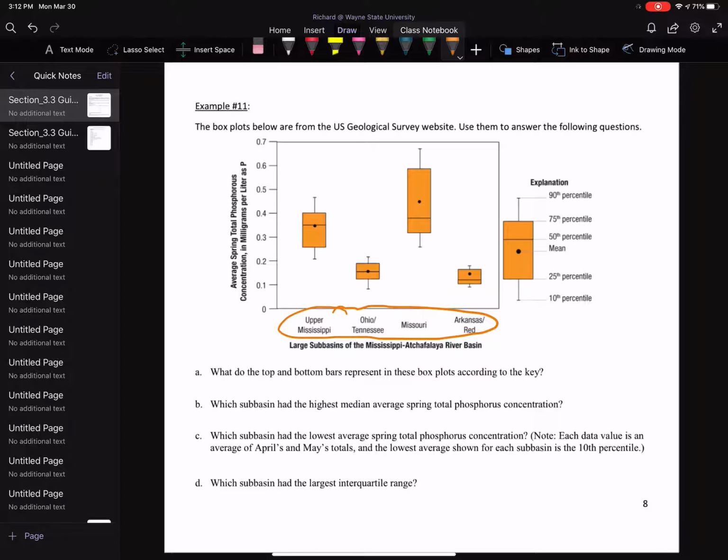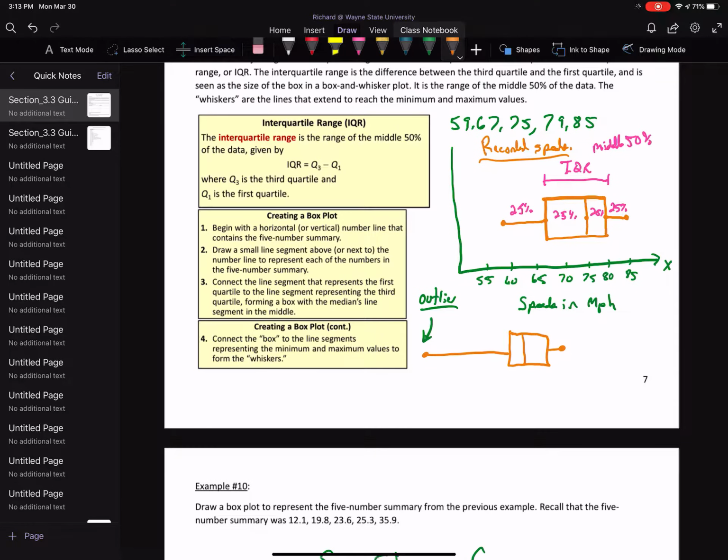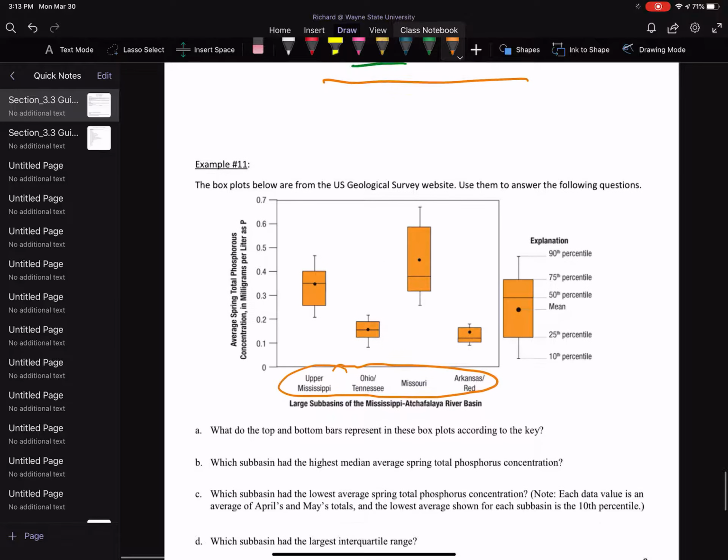So in the other example, if we were comparing, let's say, another officer's speed, I would actually have to label it officer number 1 and officer number 2, okay? In this case, we don't have to worry about that because things are nicely labeled. And you'll notice when we draw it vertically, on this axis then becomes the scale of whatever it is that we're measuring. And so in this case, it's the average spring total phosphorus concentration. And so I think this is dealing with rivers, I believe. Yeah, river basins, okay?